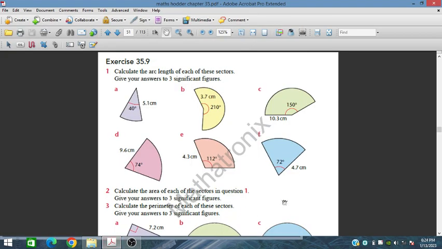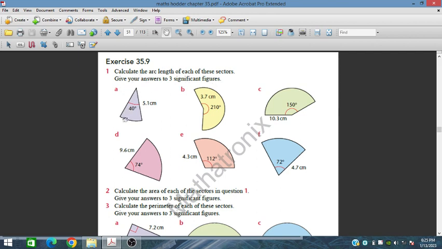Bismillahirrahmanirrahim. In this session, we will discuss the arc length and sector area in exercise 35.9 in the subject of O-level mathematics, also for IGCSE students. And here various sectors or segments of circles are given, and we have to evaluate these things.